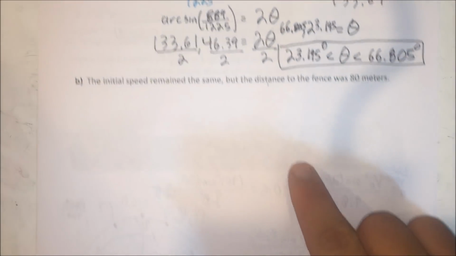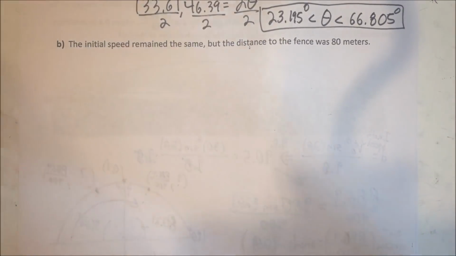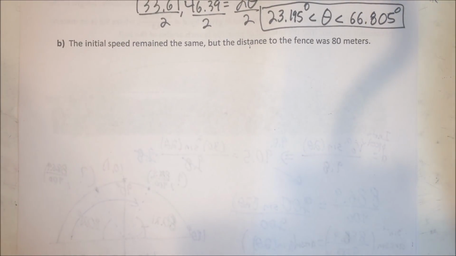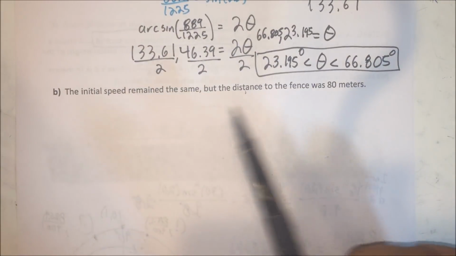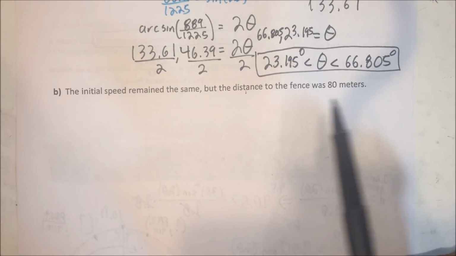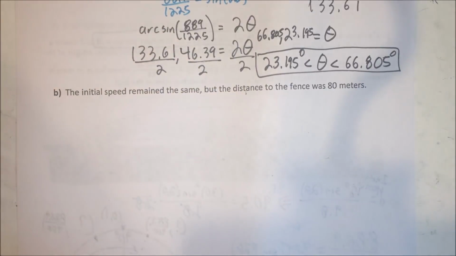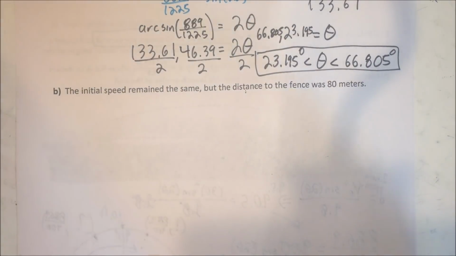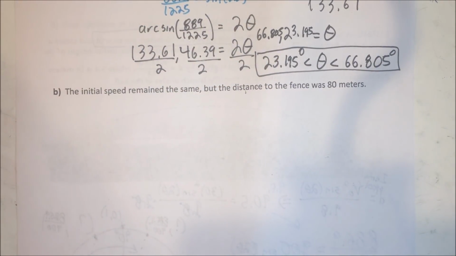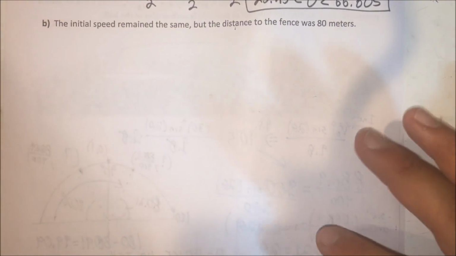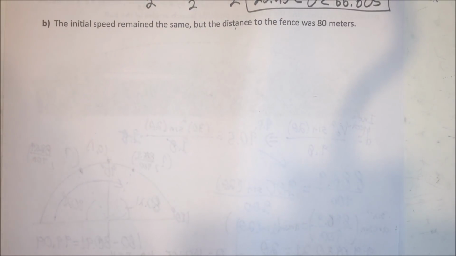Okay, so now what I'd like you to do is go ahead and try B. Notice that the only difference here between the original problem and this is that the distance is going to go to 80 meters. The initial speed remains the same as it did in the first part. So go ahead, stop the video, give that one a shot, and then come back and we'll work it out together. Okay, so I'm assuming you stopped the video and worked through this.